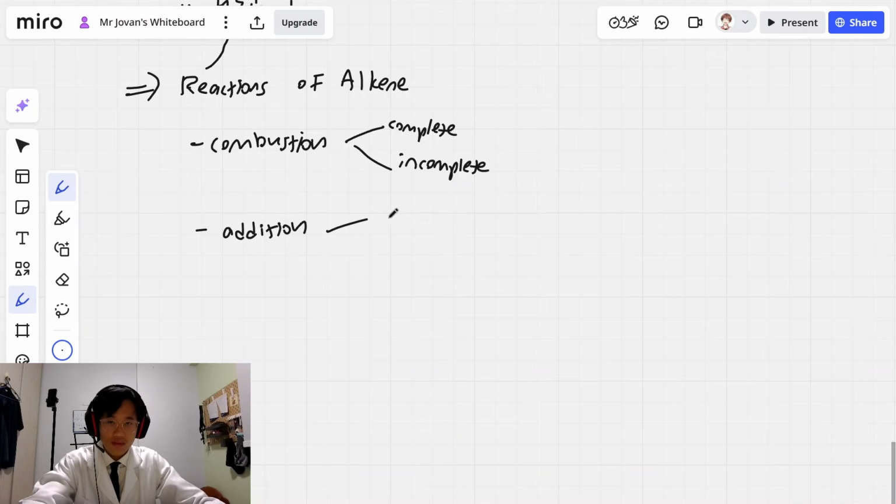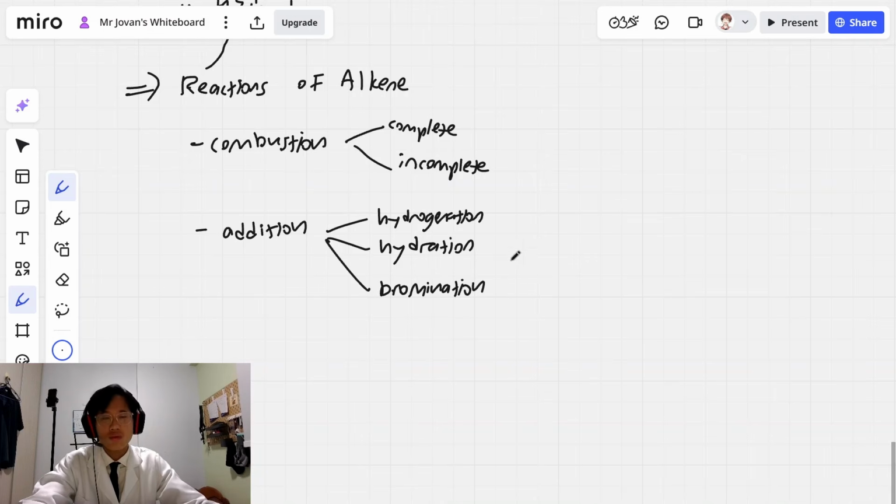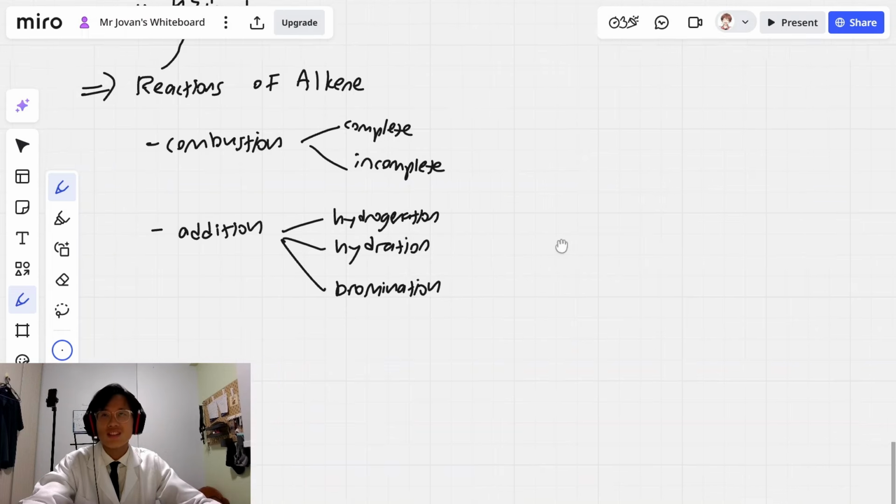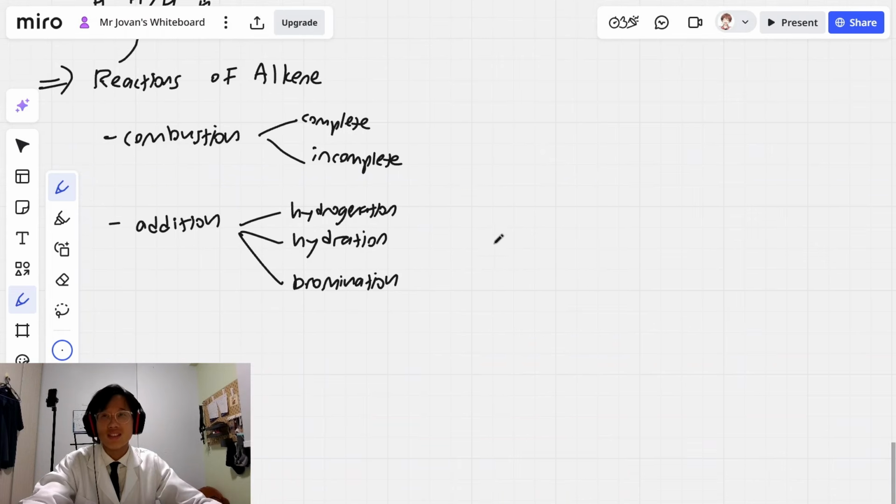Now the next one that we have is called addition, right? And we have three types: hydrogenation, hydration, and then bromination. So we're going to find out that actually everything is similar and it's very easy to memorize.